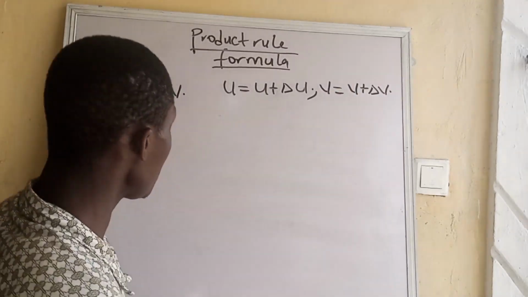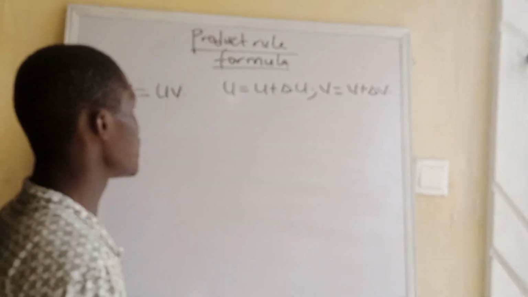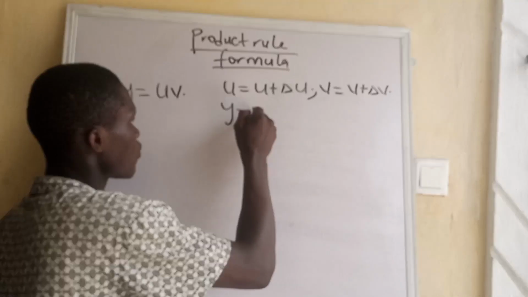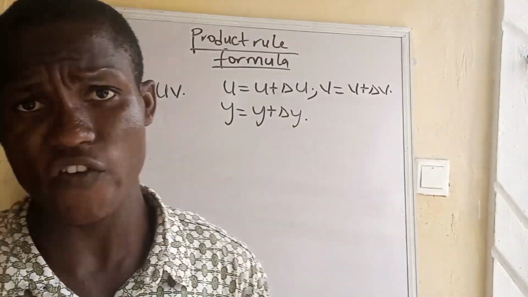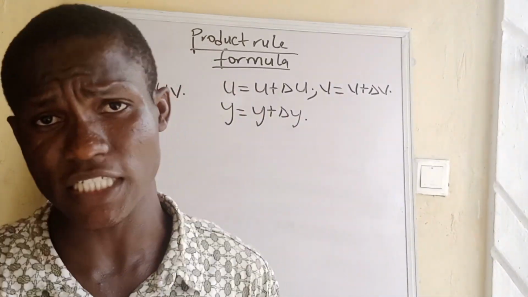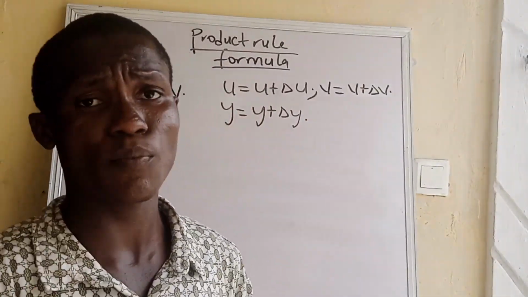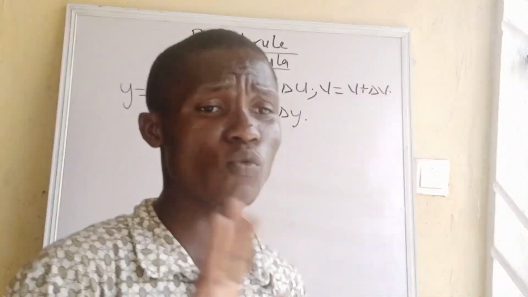We can also assign for y. Then in other words, we can still say y is equal to y plus delta y. So wherever you see v, you are putting v plus delta v. Wherever you see u, you are putting u plus delta u. And wherever you see y, you are putting y plus delta y.